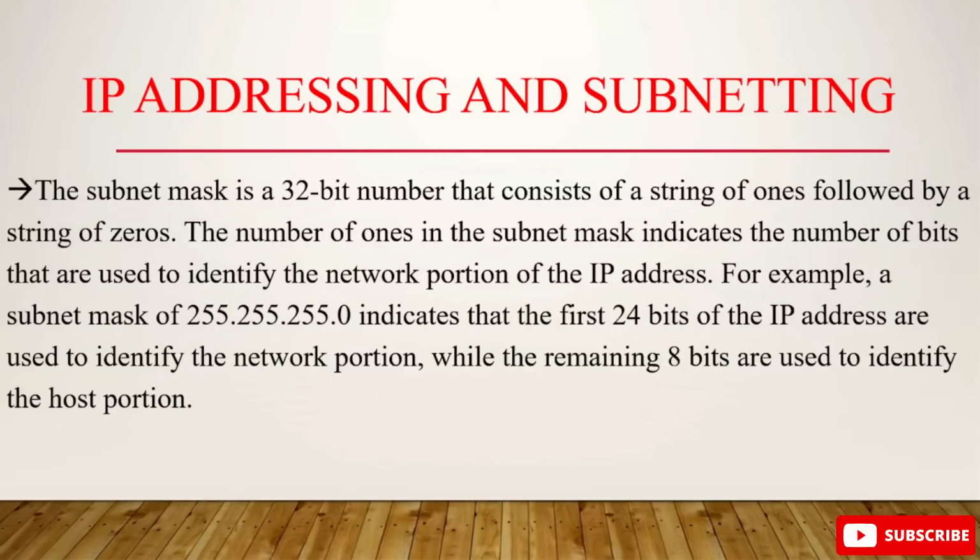The subnet mask is a 32-bit number that consists of a string of ones followed by a string of zeros. The number of ones in the subnet mask indicates the number of bits that are used to identify the network portion of the IP address. For example, a subnet mask of 255.255.255.0 indicates that the first 24 bits of the IP address are used to identify the network portion, while the remaining 8 bits are used to identify the host portion.